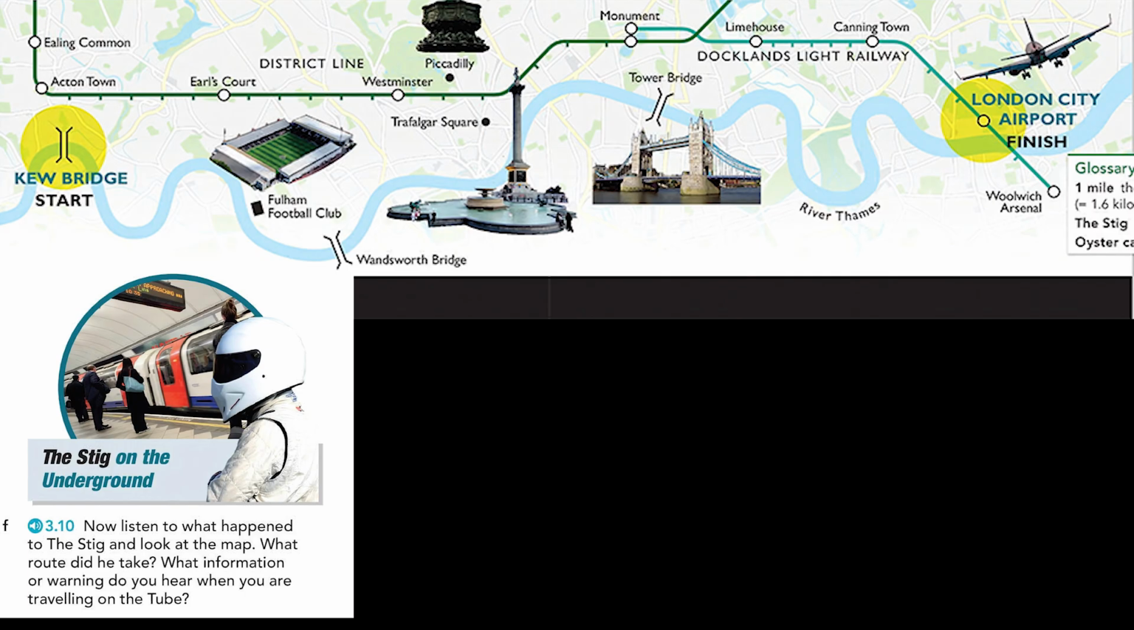The Stig noticed that everyone was reading a newspaper, so he picked up a free one that was on a seat and started reading. The next station is Monument. Change here for the Central Line and the Docklands Light Railway. He got off the tube and ran to the platform for the Docklands Light Railway. After a few minutes, a train arrived. Now it was just 10 stops and he would be there.